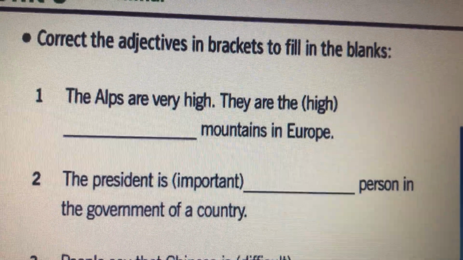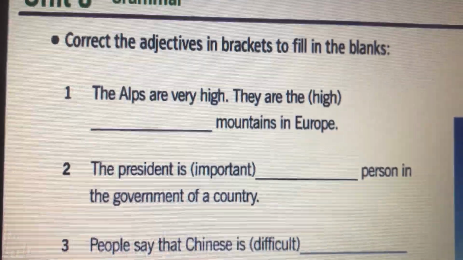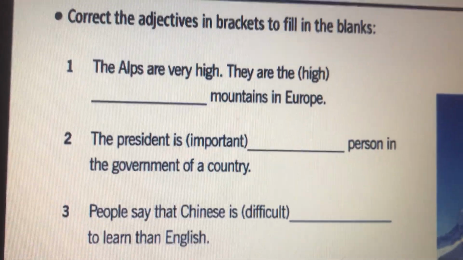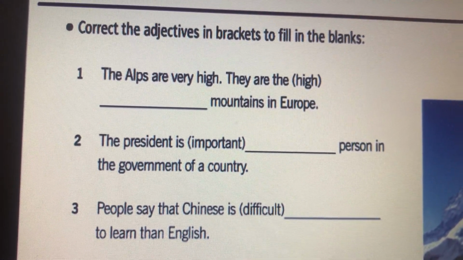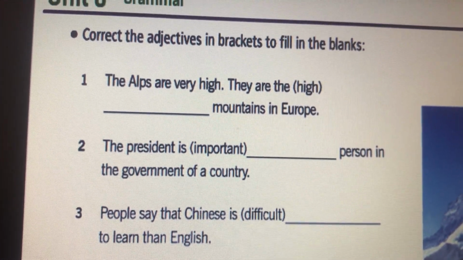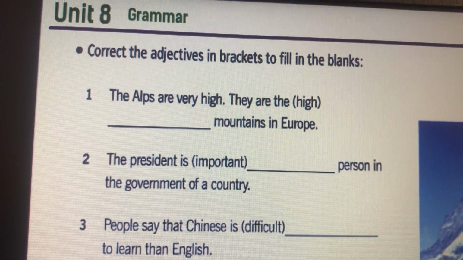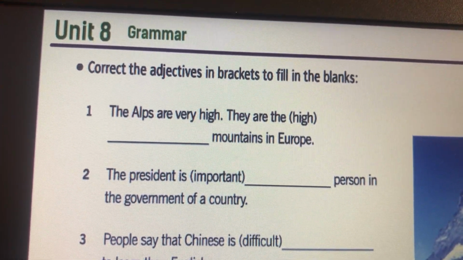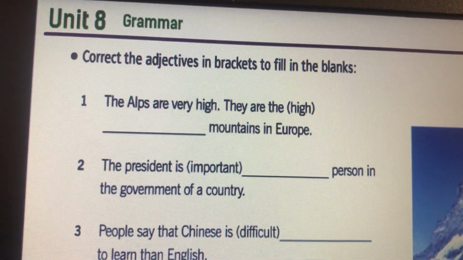إذن سنصحح الصفات الموجودة بين الأقواس. Adjectives in brackets. Let's read the first two ones to get the idea. Alps, you know Alps, جبال الألب, are very high. They are the high mountains in Europe. Look, we are talking about something distinguished. نتكلم عن شيء مميز لوحده. We are not comparing. لا نقارن.